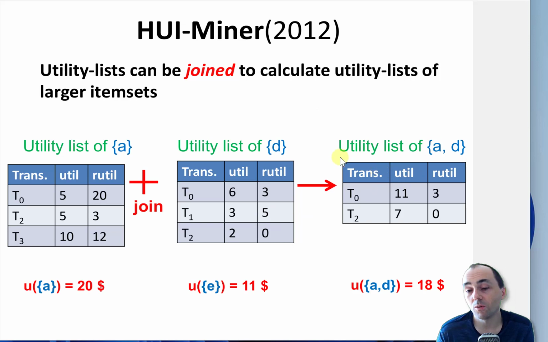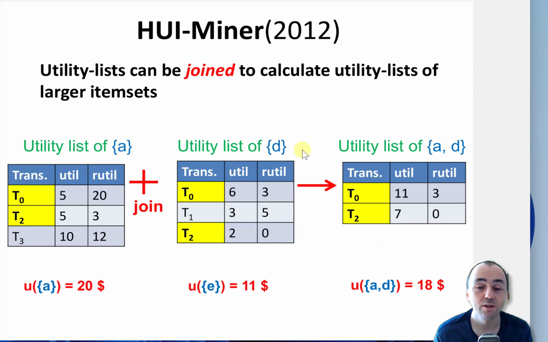So if you have these 2 utility lists, you don't need to look at the database anymore. You can just take these two tables, do the join, and you will get a new utility list for A and D. And from this, you will find that the utility of AD is $18, 11 plus 7. You can find directly the utility of AD without having to calculate it by reading the database, to save a lot of time. So how do we do the join? I would like to explain to you in more detail.